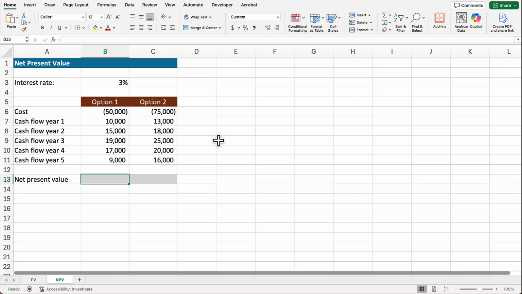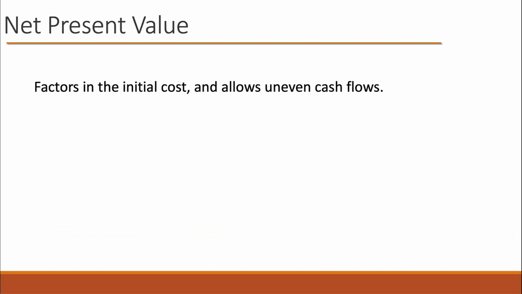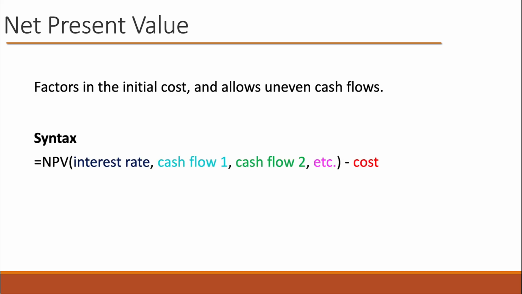So let's look at the syntax of the net present value function. So that factors in the initial cost, and you saw we had uneven cash flows. So the syntax is actually even a little easier. It's equals NPV, and then we plug in the interest rate, then what all the cash flows are, right? Cash flow 1, number 2, number 3, however many you have, and then we subtract the initial cost. So you saw on the sheet, the cost is a negative number, so we have to be sure to add it. Otherwise, we're going to be subtracting a negative, and that's going to turn into a positive number, and the result just won't make any sense.